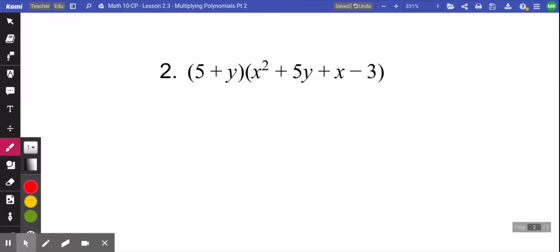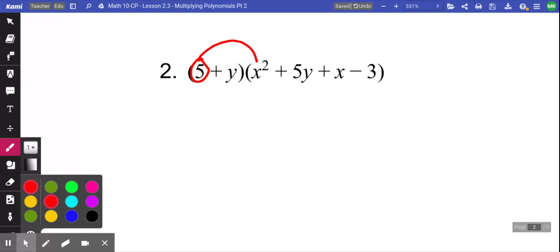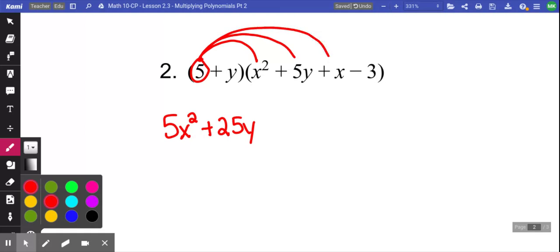If you did number 2, you could have done an area diagram or you could have done distribution. I'm going to distribute just so you can see what it looks like. So you take the 5, you distribute it to get 5x squared. Distribute it again to get plus 25y. Distribute it again to get plus 5x. Distribute it again to get negative 15.